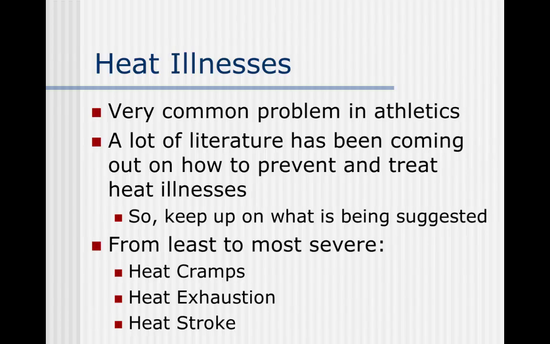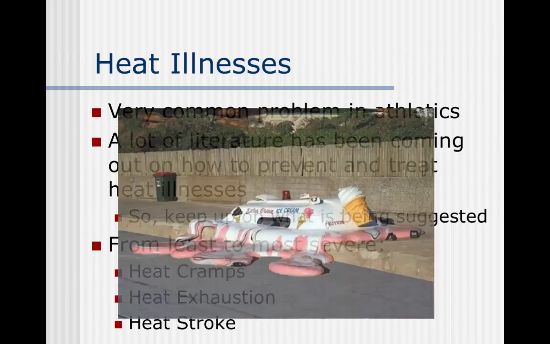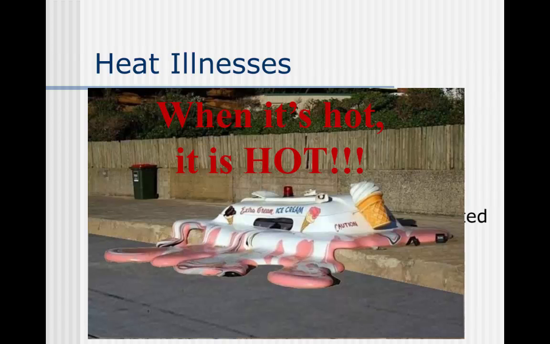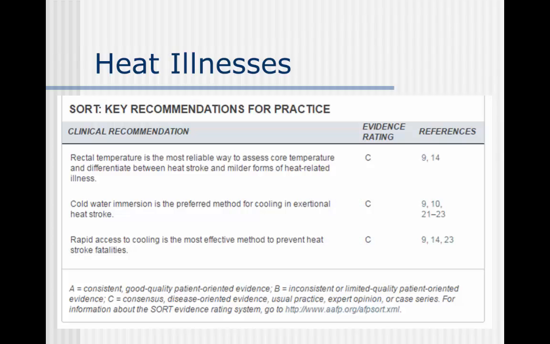There is a lot of literature that is being published regarding heat illness and their treatment, so it's very important to keep up. In order from least to most severe, heat illnesses include heat cramps, heat exhaustion, and heat stroke. Some of the most recent literature has suggested the following practices. Rectal temperature is the most reliable way to assess core temperature and differentiate between heat stroke and milder forms of heat-related illness.